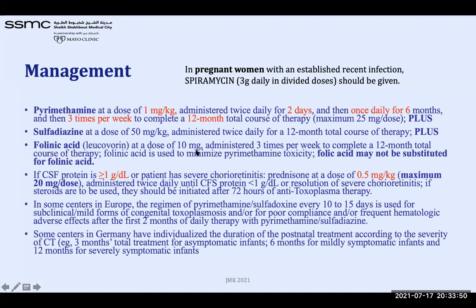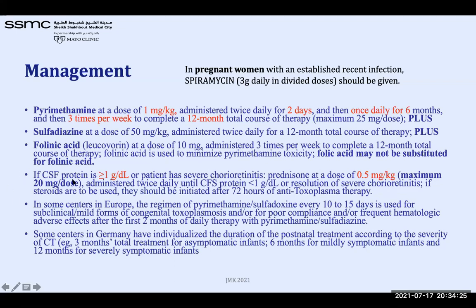So at a dose of 10 milligram, 3 times per week to complete the 12-month total course of therapy. Folinic acid is used to minimize the pyrimethamine toxicity. Folic acid may not be substituted for folinic acid, because of the pyrimethamine toxicity you need some active B9, not the synthetic one. But if not available, I think you can use folic acid. But I think folinic acid is also available in Pakistan.